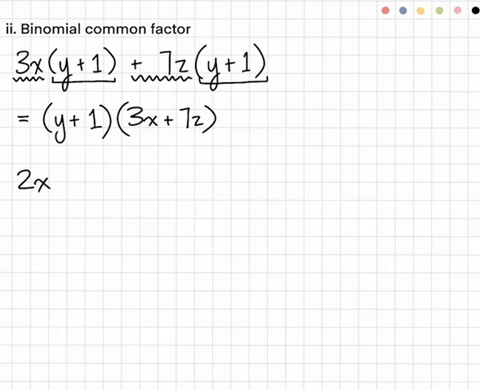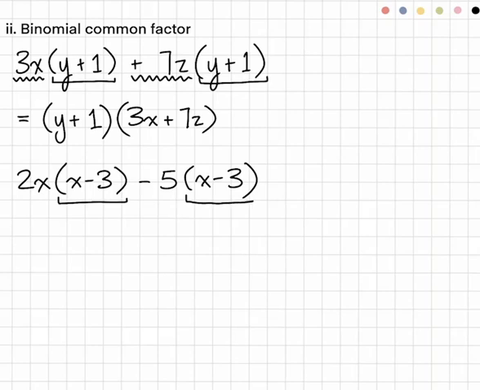Let's say I have 2x times x minus 3, plus, let's do minus 5 times x minus 3. Well, how do I factor this? I have to find the greatest common factor that these two share, and that just so happens to be x minus 3. So I'm going to go ahead in my first set of brackets, I'm going to do x minus 3, and I'm going to look at my remaining terms. I have 2x, and I have negative 5. That's it. You've just common factored a binomial. With a binomial common factor, I should say. The common factor is the binomial.